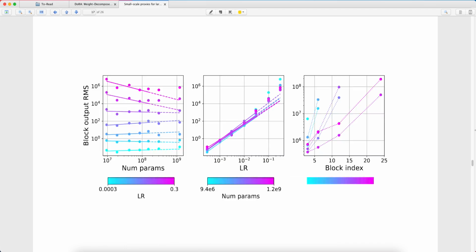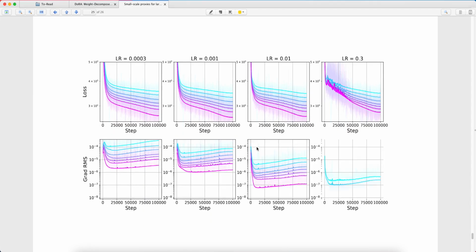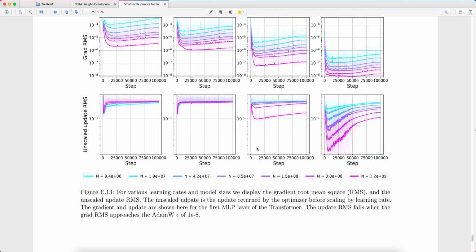And I know there's a lot we didn't cover. We did look at many of the appendix. I don't think we saw this one. For various learning rates and model sizes, we display the gradient root mean square and the unscaled update root mean square. The unscaled update is the update returned by the optimizer before scaling by learning rate. I see. So the Claude was talking about the update being multiplied by the learning rate, I think.